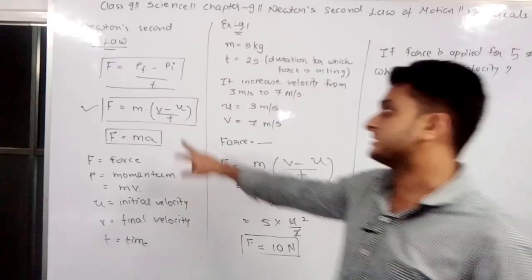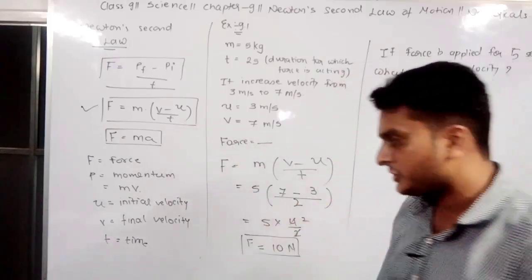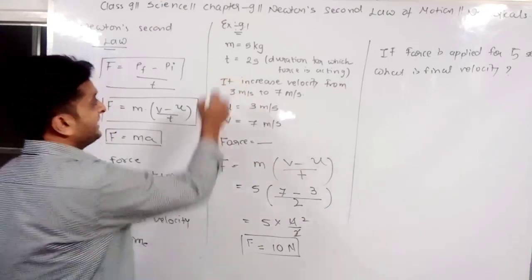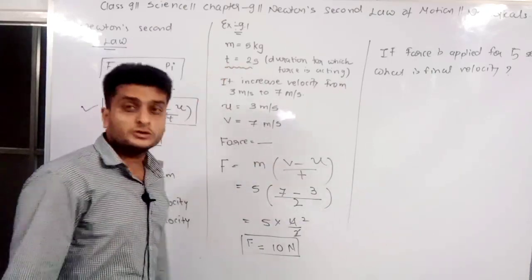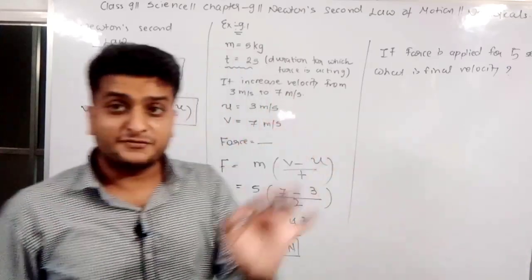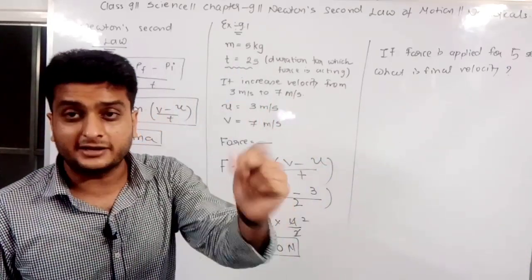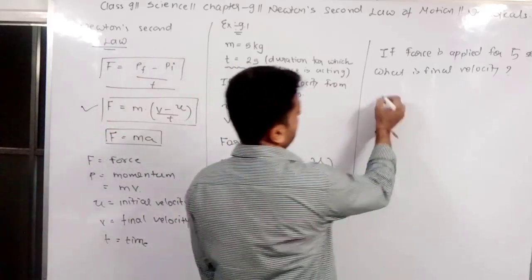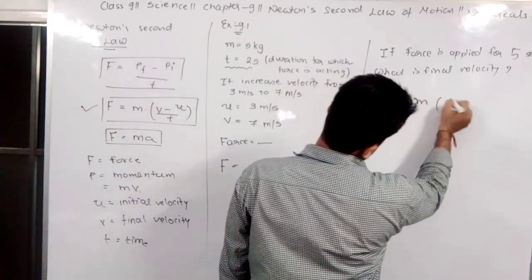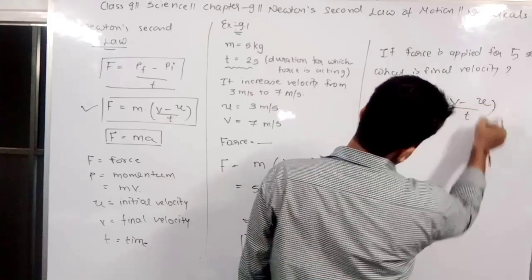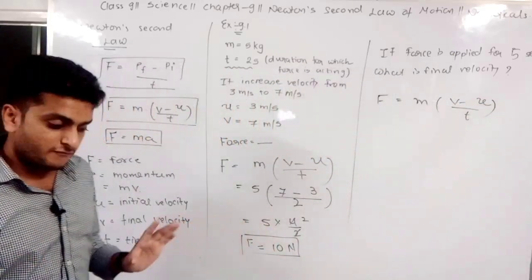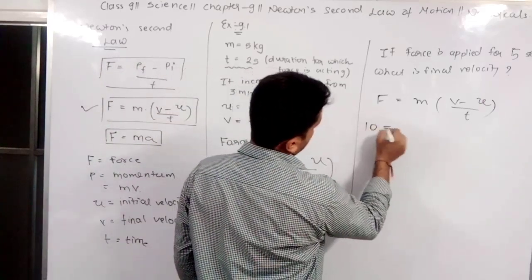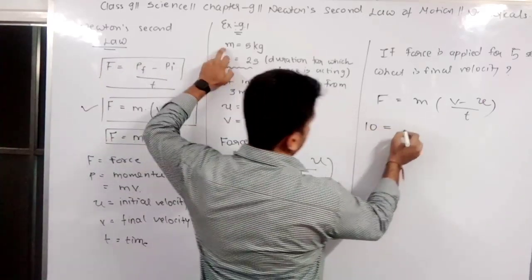I have simply applied this formula of the second law जो हमने last class में discuss किया था, right? Now in the first case the force is only applied for 2 seconds. Now the question is, instead of 2 seconds, if this force is acting for 10 seconds, then what is the final velocity? Okay, so again I will use the same formula. F is equal to mass into v minus u by t. Now I have already found the force applied. Force applied is 10 Newton. So I will put this force as 10 Newton. Mass is already given, that is 5 kg.